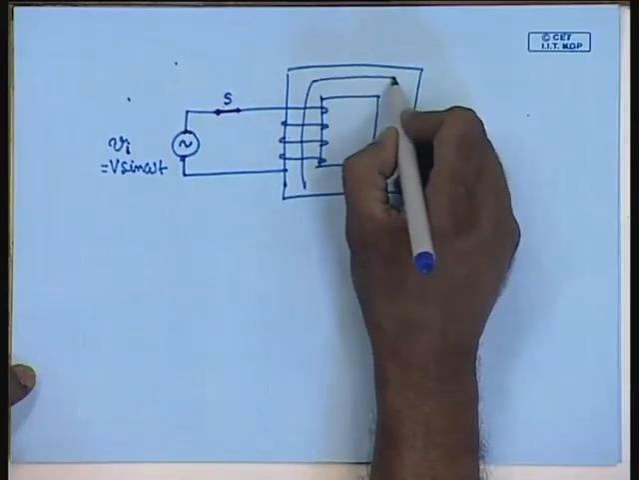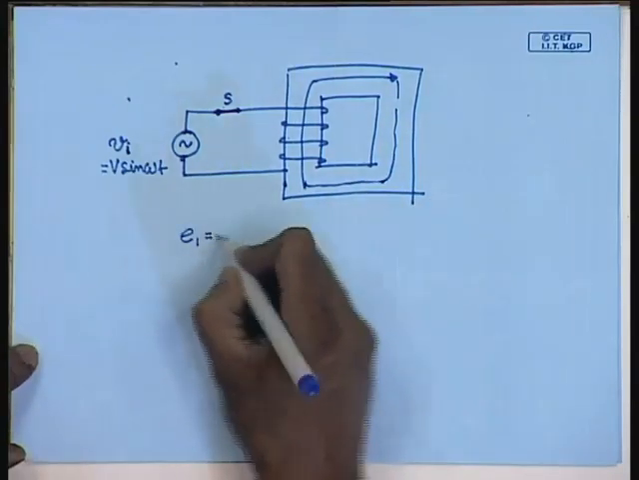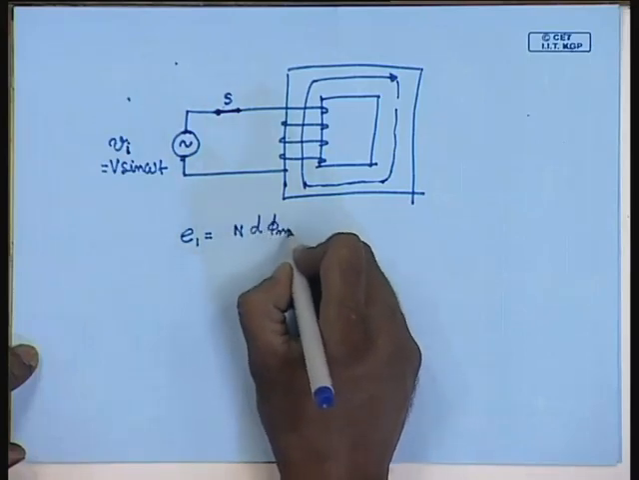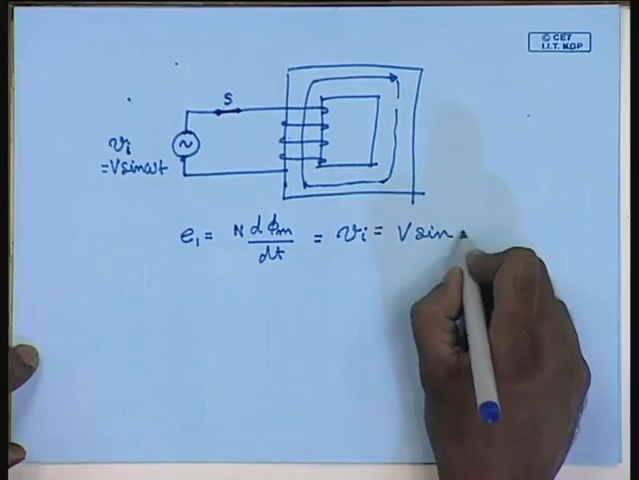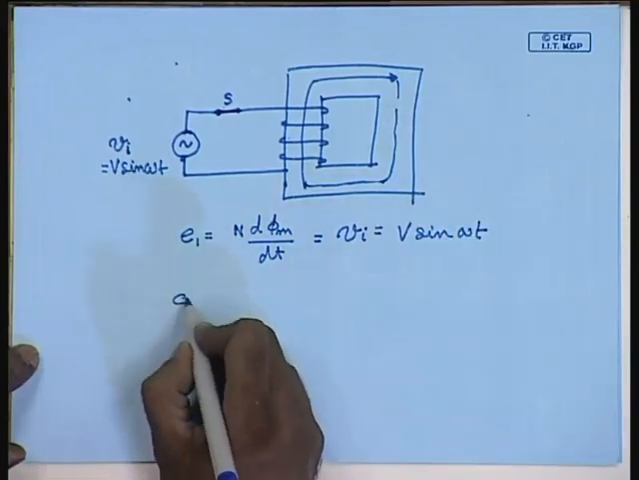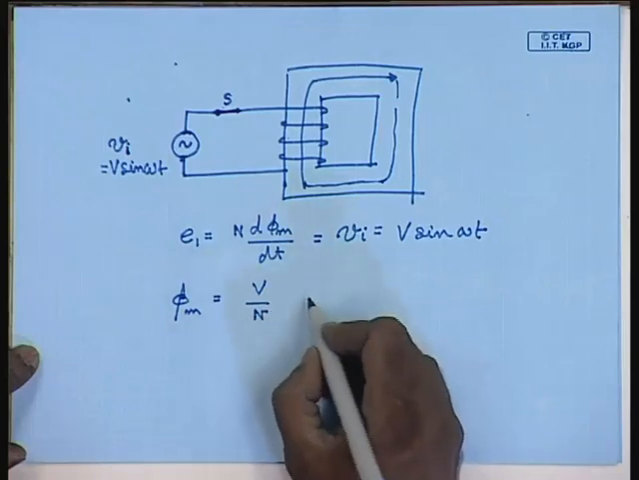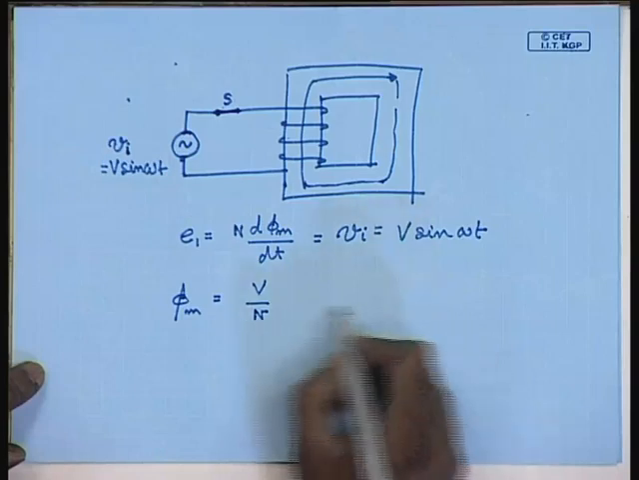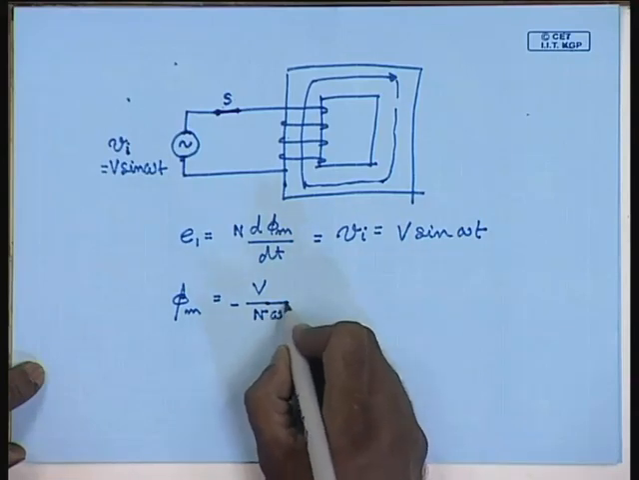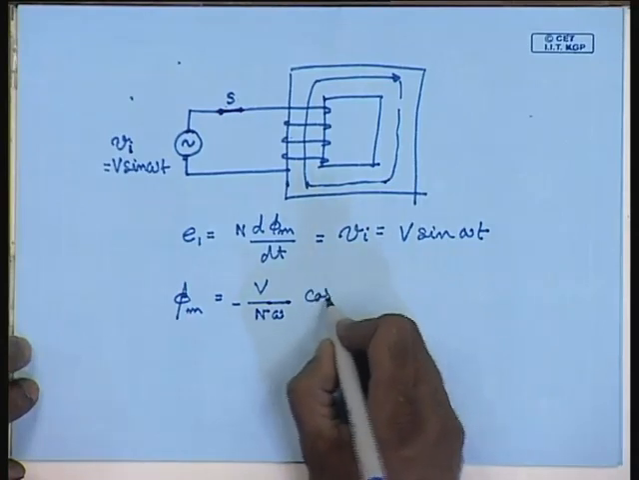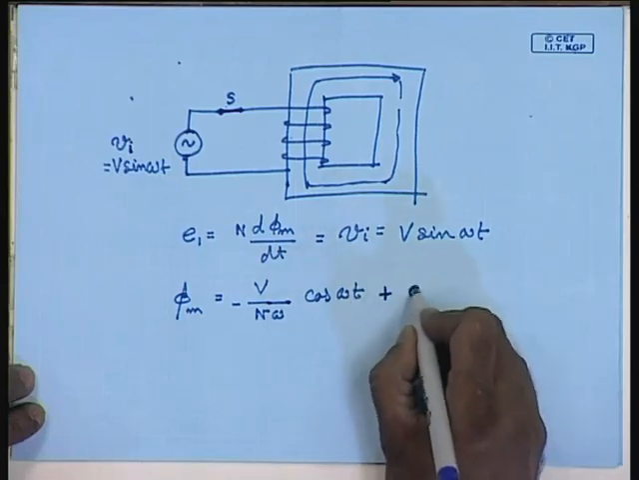If we neglect the transformer winding resistance, then we can write e equal to N d phi m dt equal to Vi equal to V sin omega t, or phi m equal to V by N integral, which gives minus V by omega N cosine of omega t plus a constant of integration.